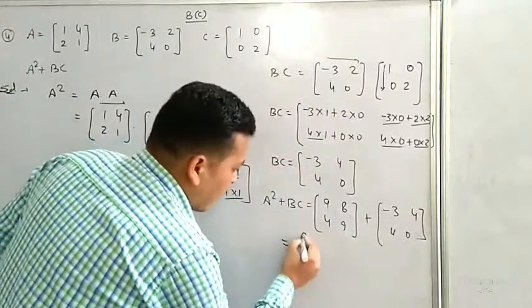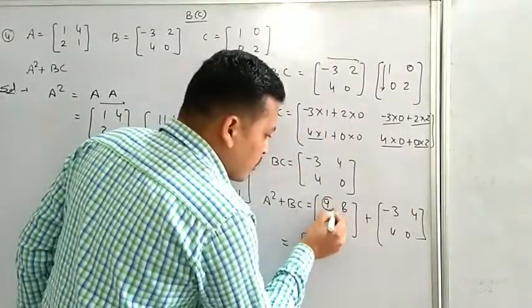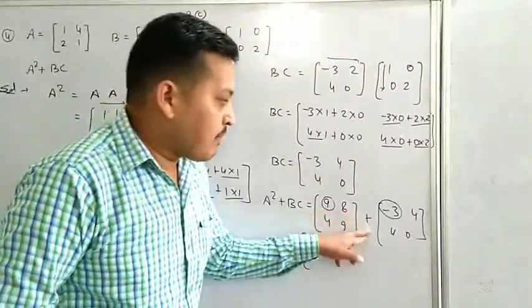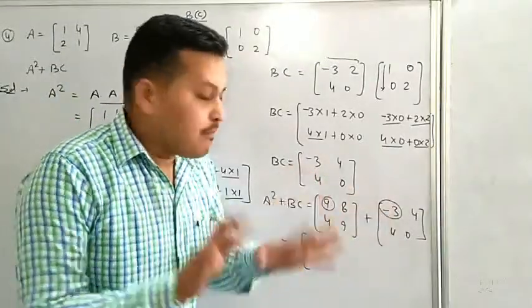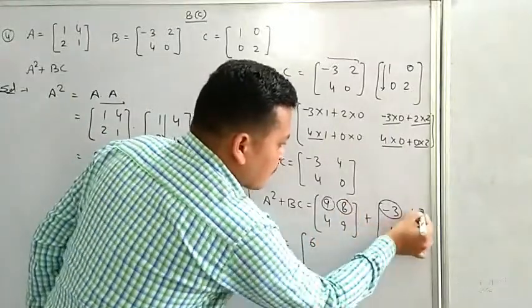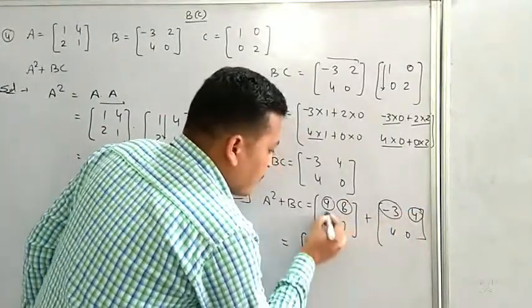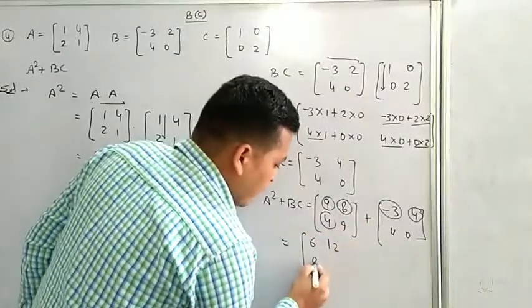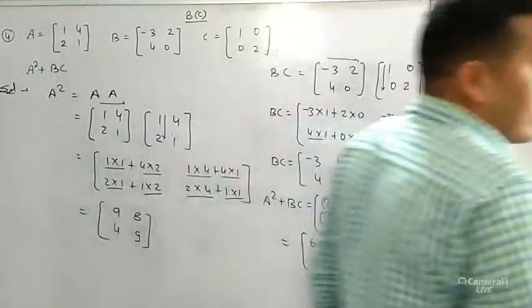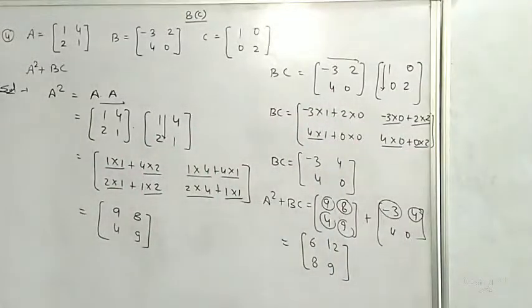So addition here. How can we add here? Each corresponding element will add to each other. So 9 plus minus 3, that is 6. Next, 8 plus 4 is 12. 4 plus 4 is 8, and 9 plus 0 is 9. So [6 4; 12 8]... 6 12 8 9 is the answer of this question.